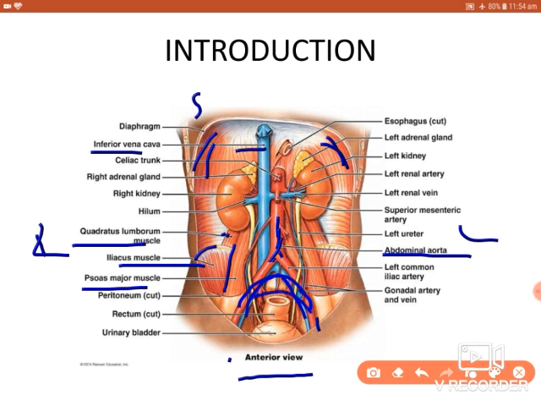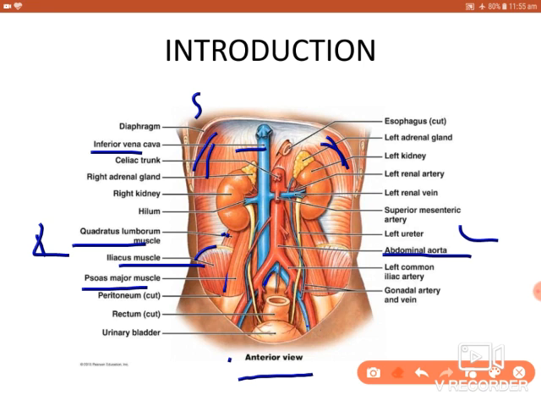Additionally, you can see the external iliac vein. Here we get the internal iliac vein. The external iliac and internal iliac form the common iliac vein of the left side and the right side, which join to form the inferior vena cava. You can see the ureter there.